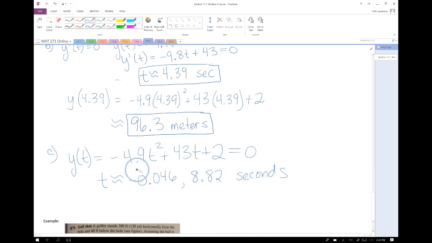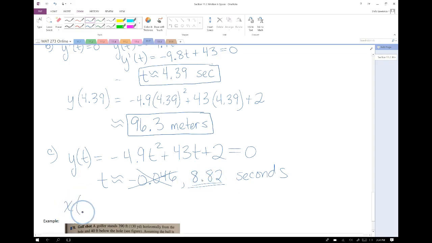So this negative value we just completely ignore, because for these application problems we consider time to start at 0, which means the negative value really doesn't make any sense in terms of the application for this problem. So our projectile, after being fired, will hit the ground in 8.82 seconds.